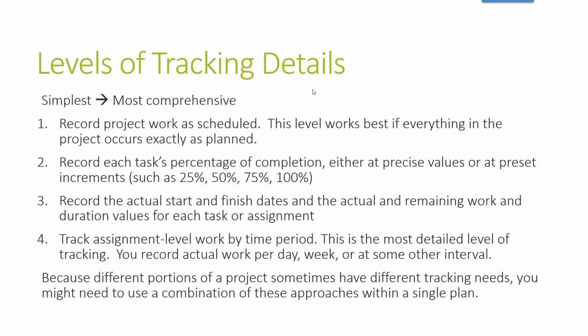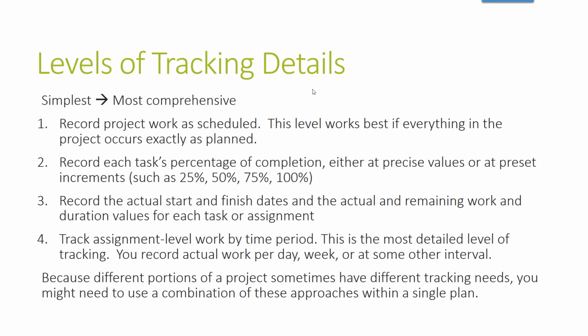The first one is the simplest, and that's to record project work as scheduled. This level works best if everything in the project occurs exactly as planned, which we know probably does not happen. 2, record each task's percentage of completion, either at a precise value or at a preset increment, such as 25, 50, 75, and 100%. So you're not getting specific detail here, but just, okay, we're 25% done with that task.